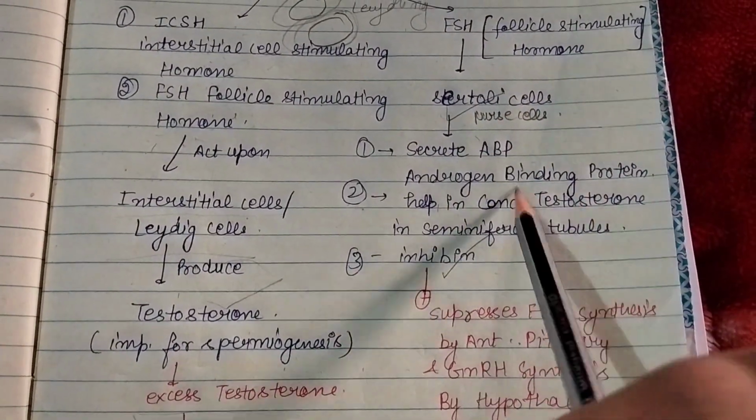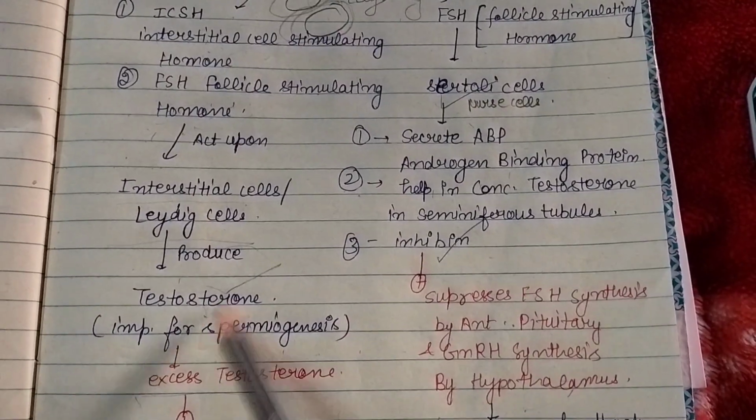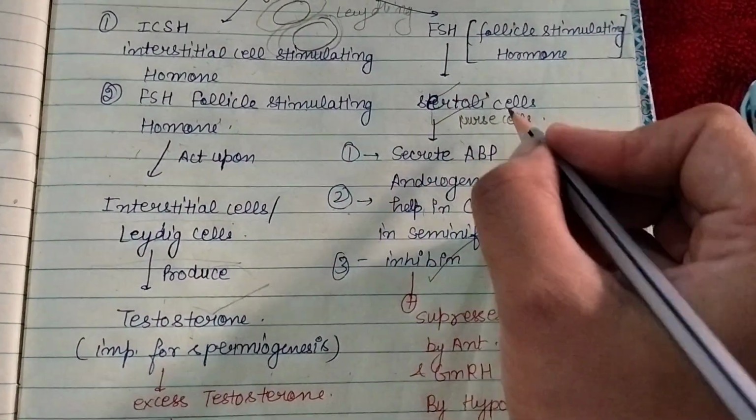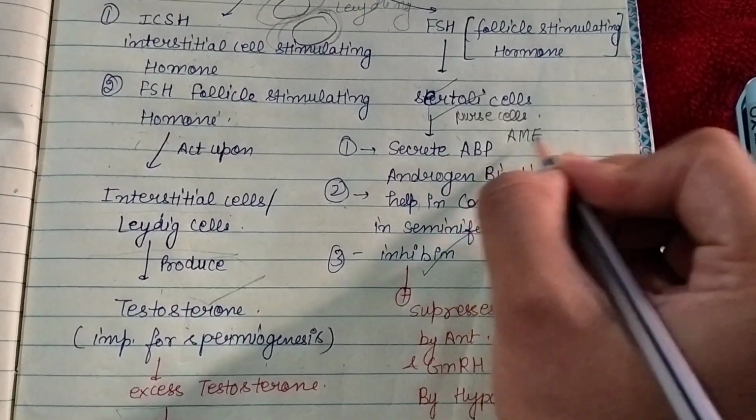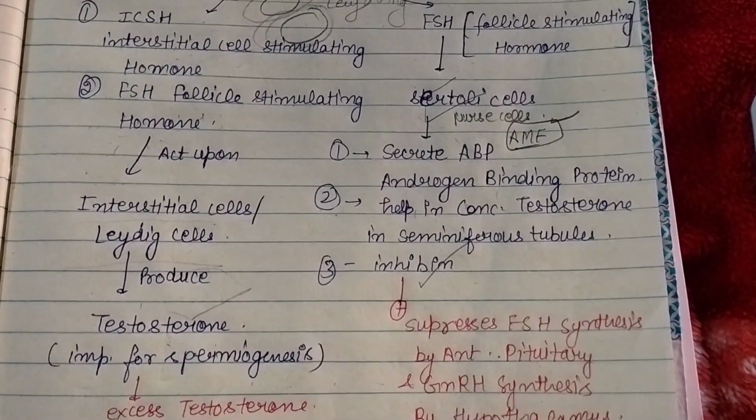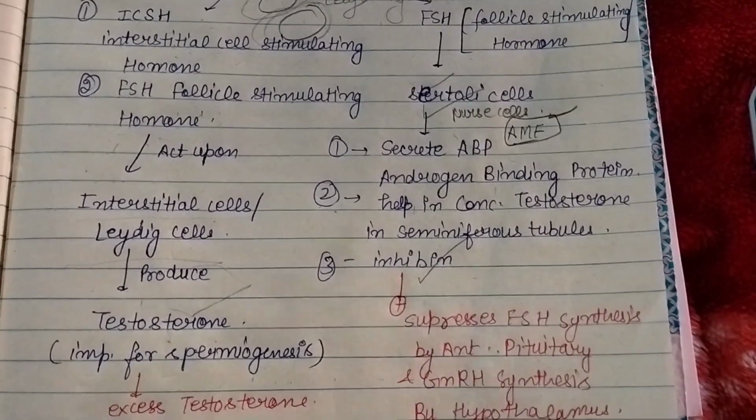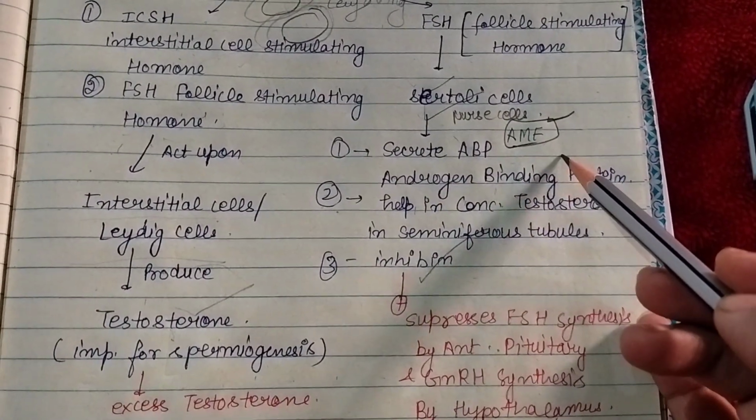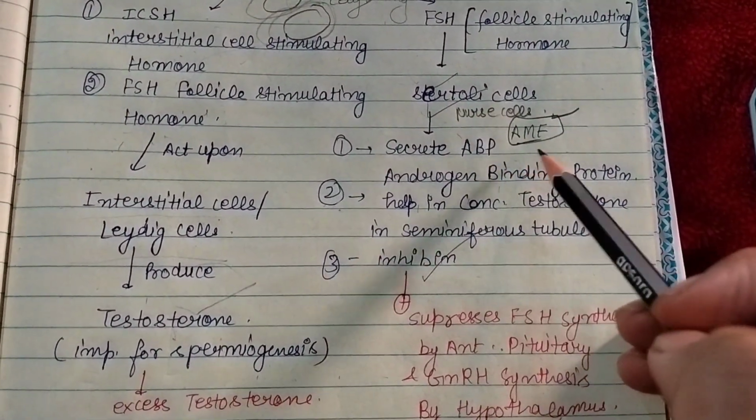Androgen binding protein will bind to the androgen hormone, that is testosterone, and Sertoli cells also secrete anti-Mullerian factor, which will prevent the formation of the Mullerian duct that forms the oviduct or fallopian tube in females. So as here the male is developing, that's why Sertoli cells will secrete anti-Mullerian factor.